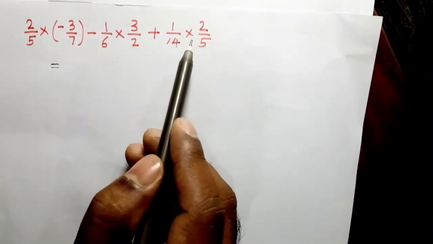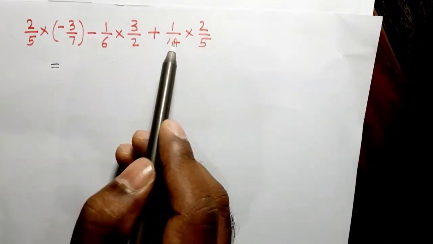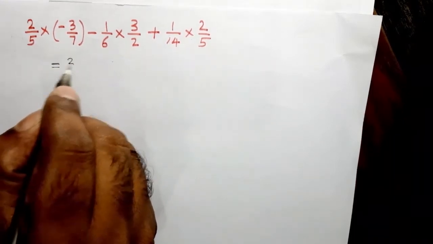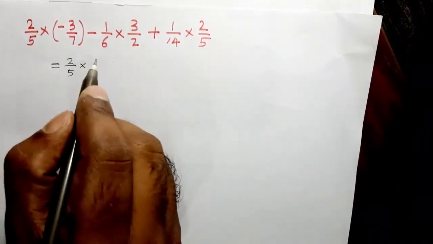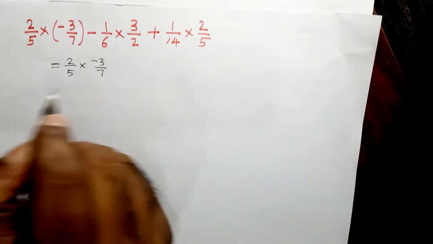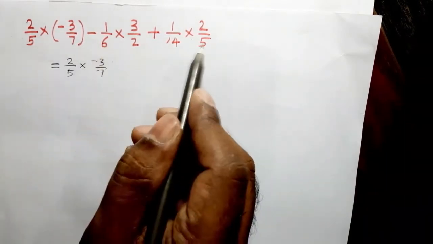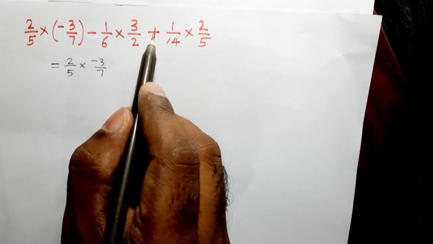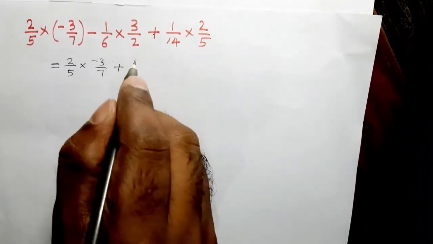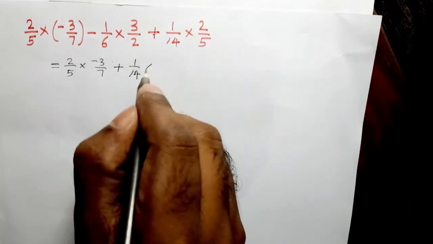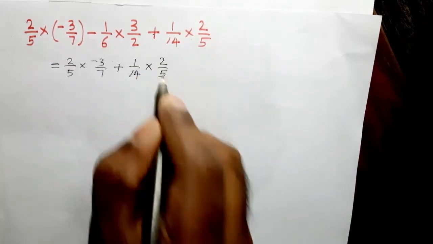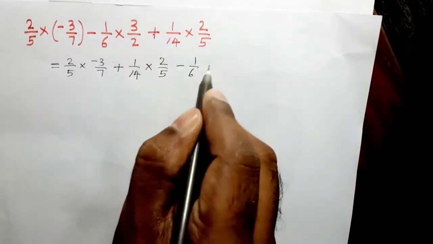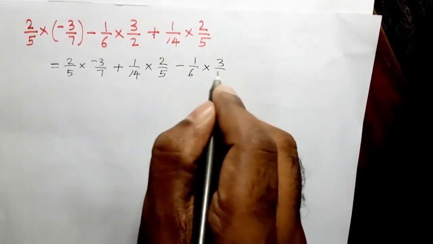So we can write this third term's factor in the second place by using the commutative property. So we get 2 by 5 into minus 3 by 7. Then instead of the second term, we can write this term. When we write a term, we use the symbol which is given before the term. So here plus 1 by 14 into 2 by 5. Then we write this term, what is that? Minus 1 by 6 into 3 by 2.